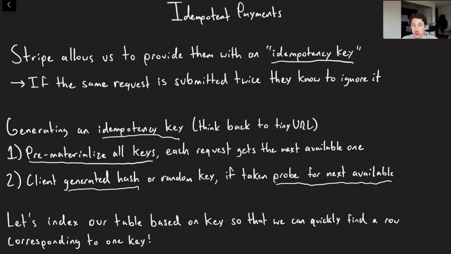Cool. Another thing that we can do to make our table reads a little bit faster is we can actually go ahead and index that table based on that idempotency key, because basically, we want a database full of idempotency keys. Eventually, we're going to have to check whether a given idempotency key exists when we hear back from Stripe. And so we want to basically index our table by that key value so that we can quickly find its location.